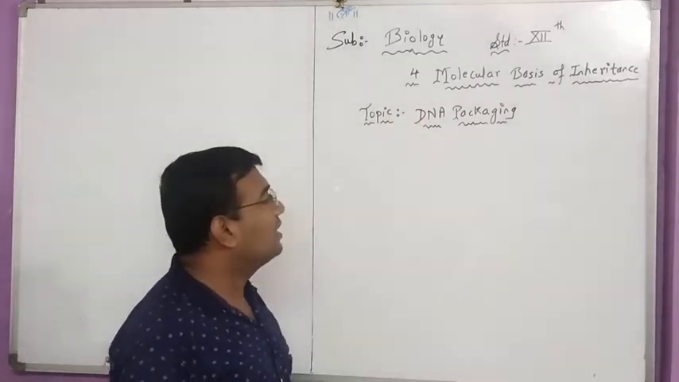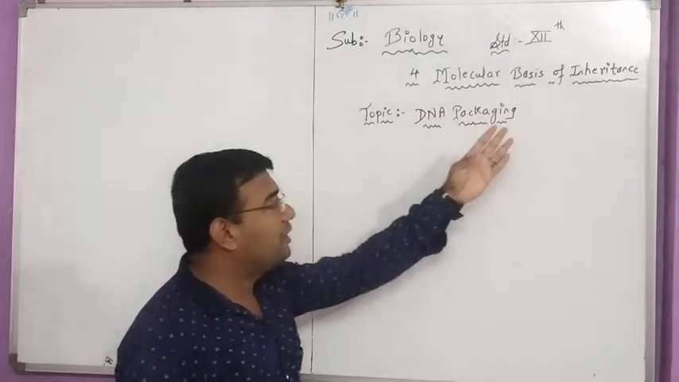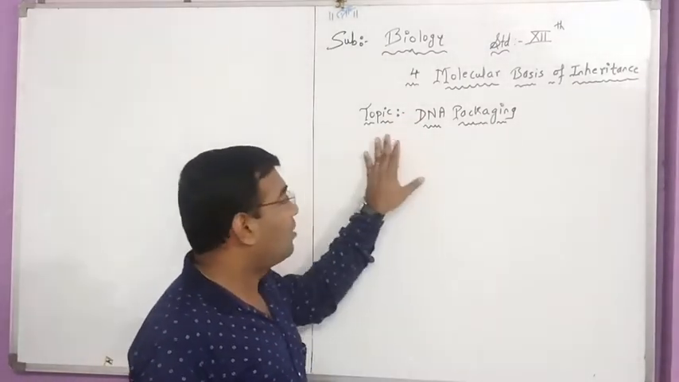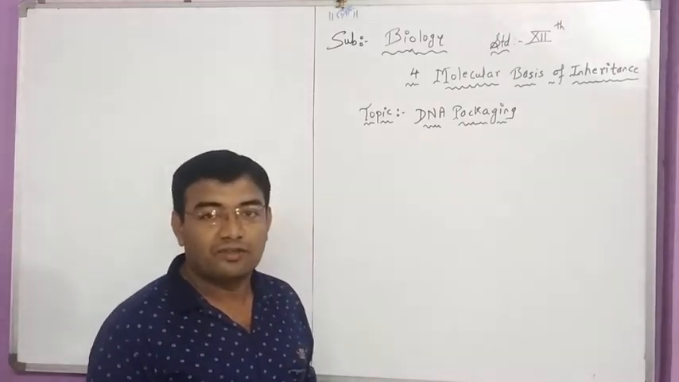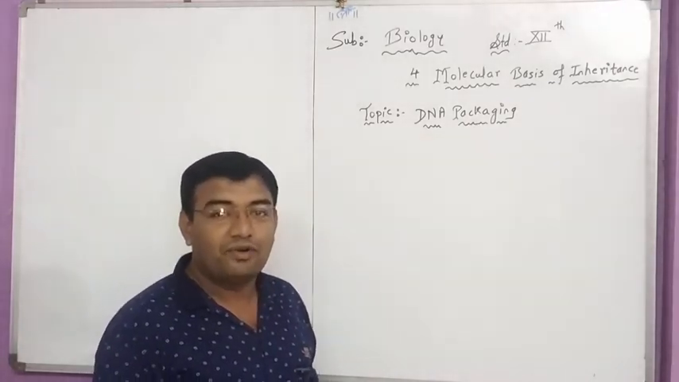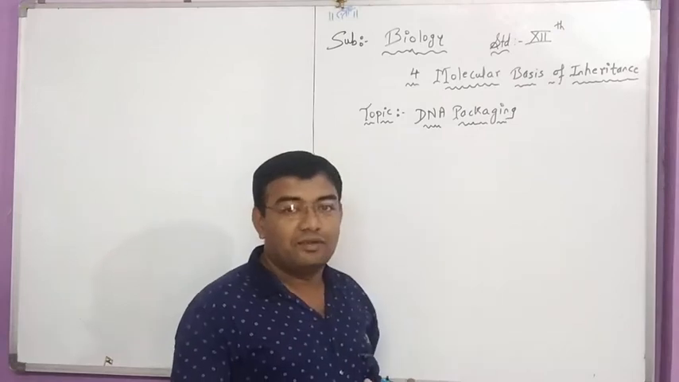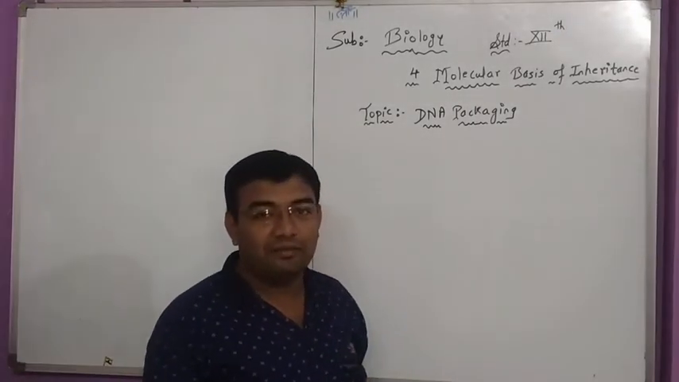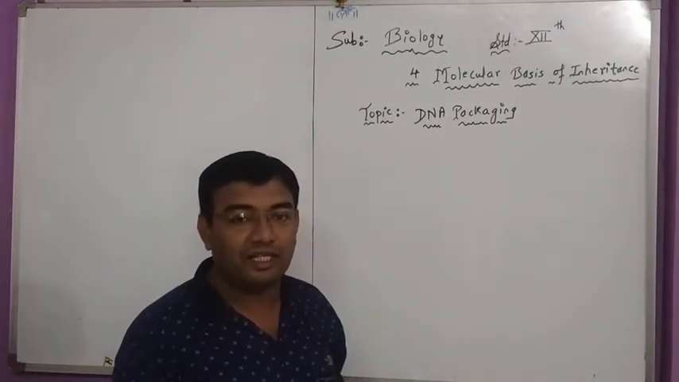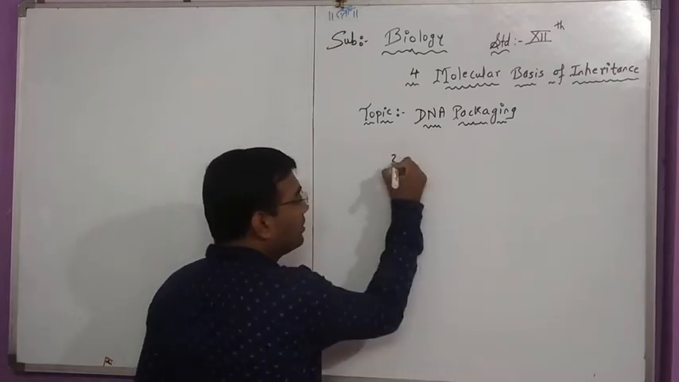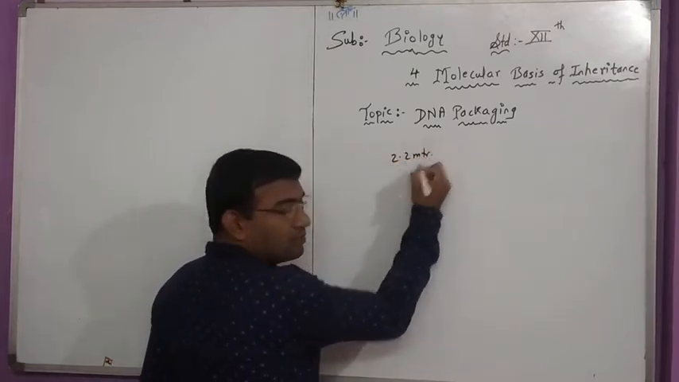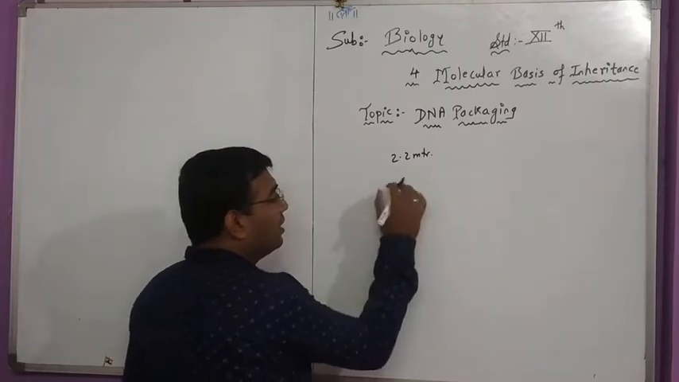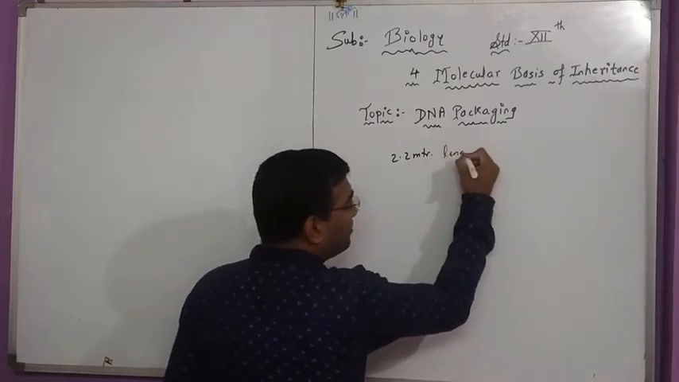Today's topic is chapter number 4, molecular basis of inheritance. Topic name is DNA packaging. What is DNA packaging? Before we learn about packaging, we must know that the typical length of DNA in a mammalian cell is about 2.2 meters. 2.2 meters is the length of the mammalian DNA.